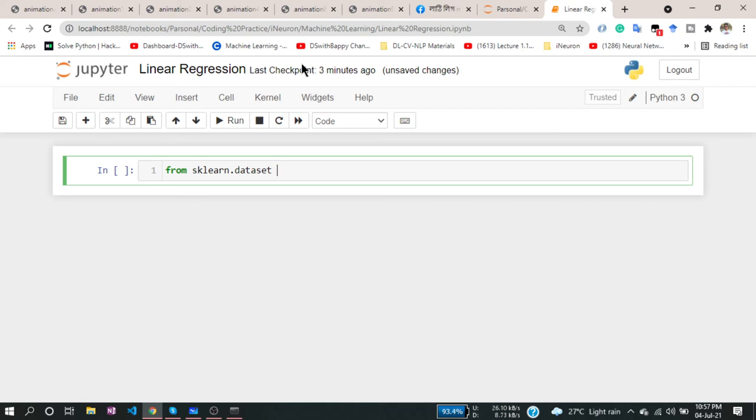R square. Okay, I will tell you, first of all learn the linear regression properly. Then I think if you go through the lecture, you can integrate it and everything.